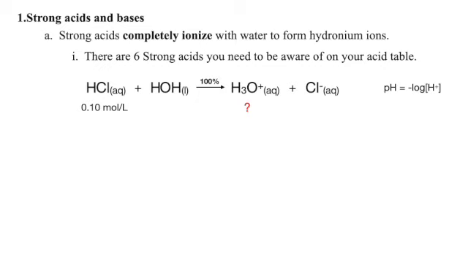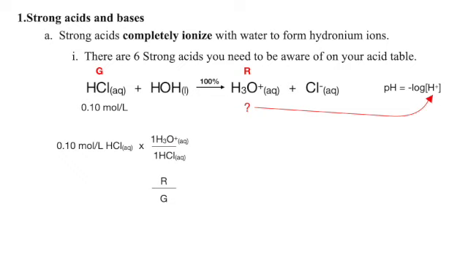So if they said the pH of the hydrochloric acid was 0.10, we'd have to figure out what's the concentration of hydronium. So we would simply figure that out and plug that in for negative log, and then we're done. So if I have 0.10 HCl, I times it by required over given, which in this case is 1 H3O+ over 1 HCl. HCl's cancel there. I've now converted to 0.10 moles per liter H3O+. I plug that in over in negative log. Done. pH of 1.